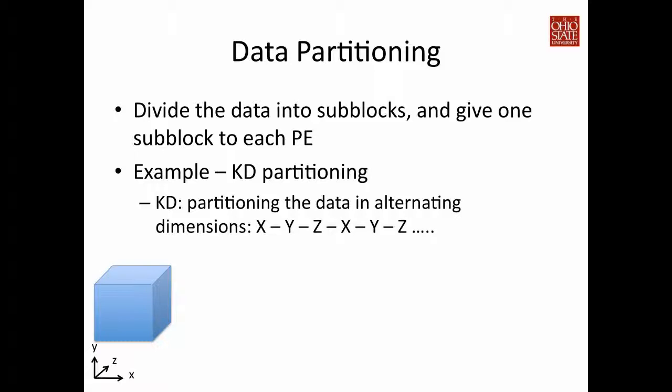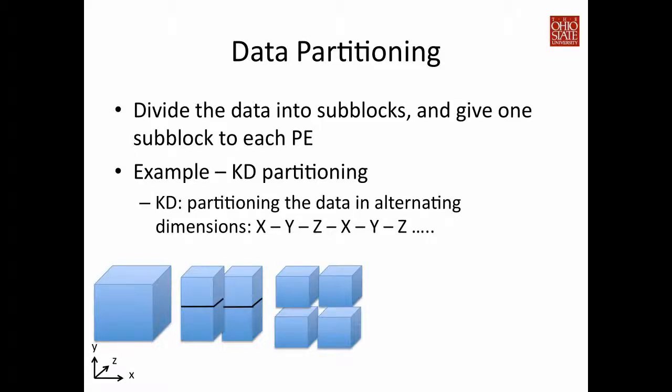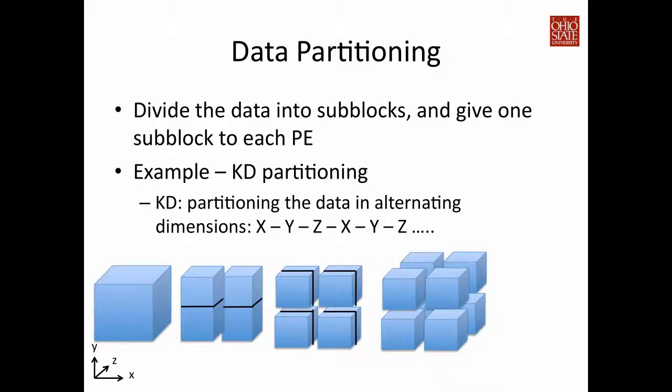Starting from the original data, I will first divide the x dimension, and for the resulting 2 pieces, each of them I'm going to divide along the y dimension. And now it is the z dimension's turn, so I will further divide along z. Assuming I only have 8 processors, I will stop here because I already have 8 blocks and I will give 1 to each processor. But if you have more processors, you need to continue to subdivide.